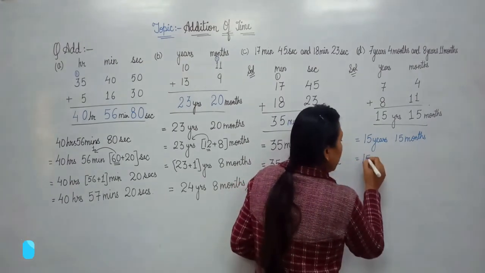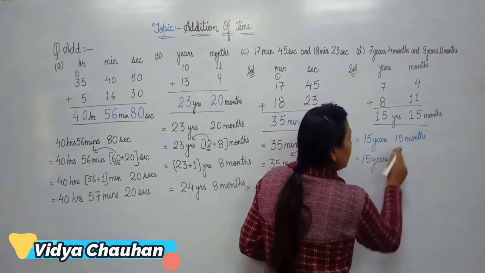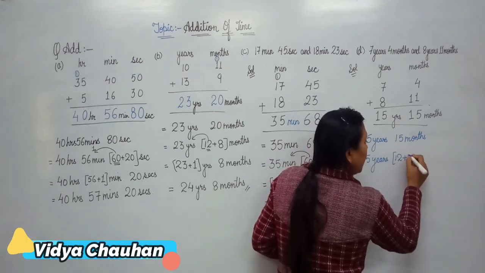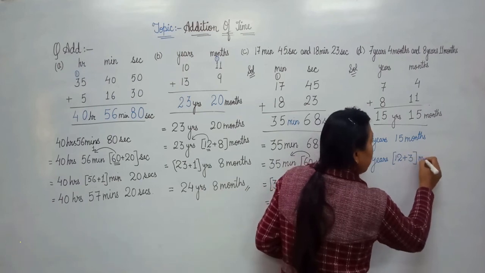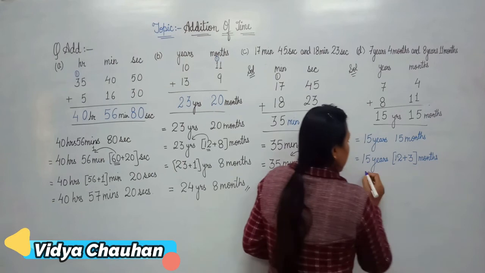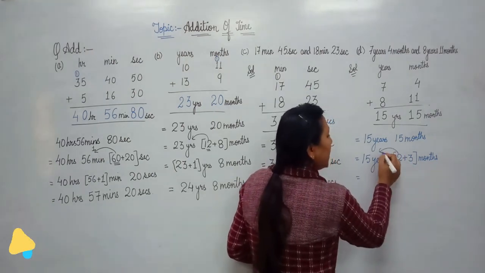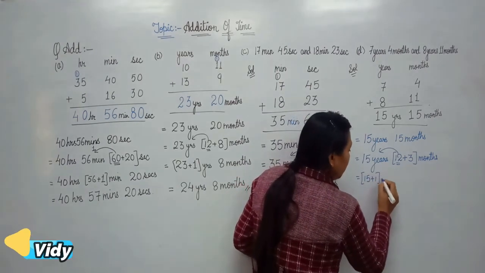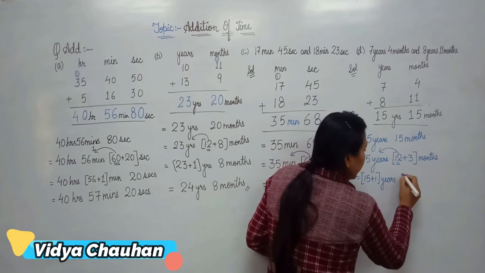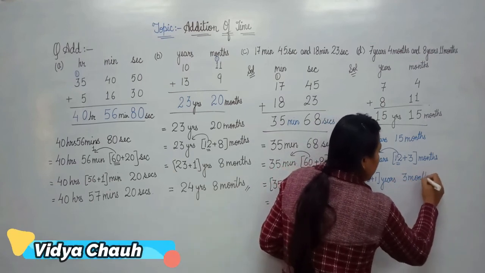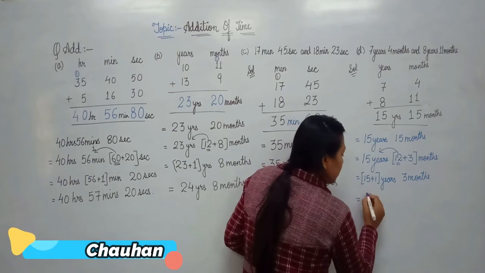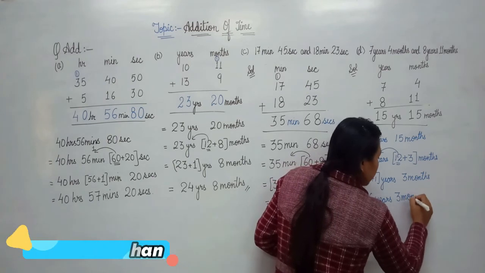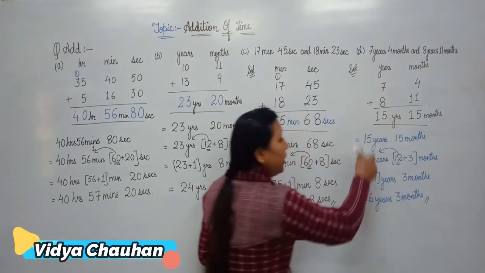Now the next step, I will write it as 15 years, and this 15 months I can write in the form 12 plus 3 months. So now this 12 months will get converted into 1 year and will be added here. So it will become 15 plus 1 years and 3 months. So what is your final answer? 15 plus 1 will give you 16 years and 3 months. So this is your last solution.